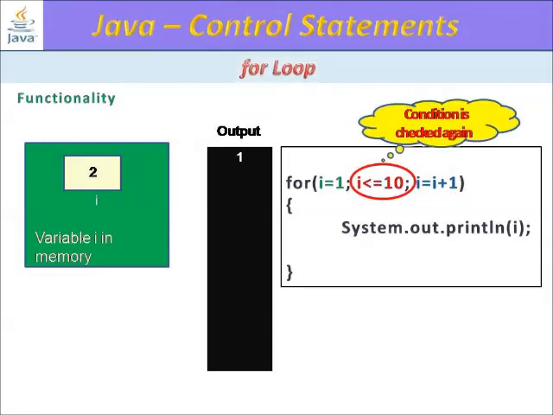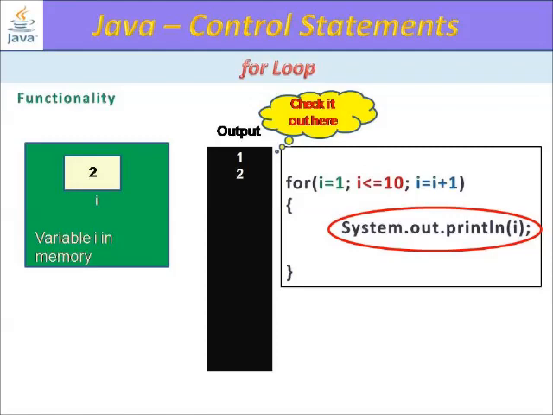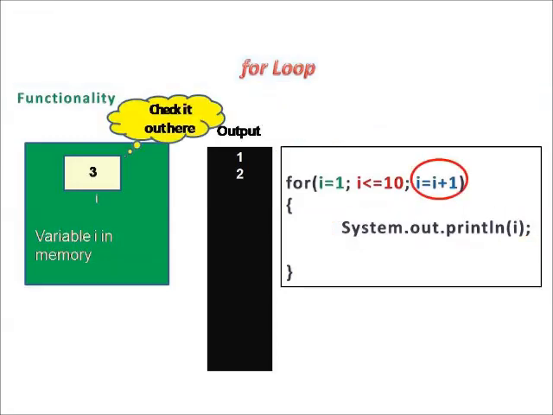Now the current value of i is 2, and we are checking the condition 2 less than or equal to 10. As we know, the condition is true, right? Once the condition is true, what happens? It executes the statements. Yes, it is going to print the value of i, that is 2. You can see on the screen it prints 2. After the printing, it is incrementing the value. Here we are incrementing the value i equal to i plus 1. So the previous value of i was 2, 2 plus 1, it becomes 3, right?